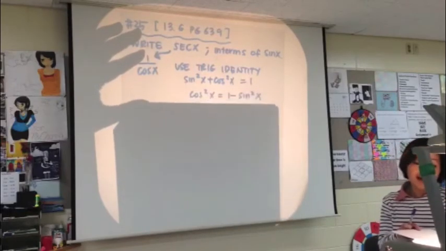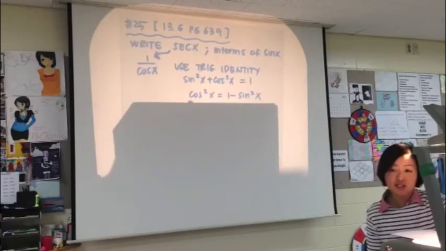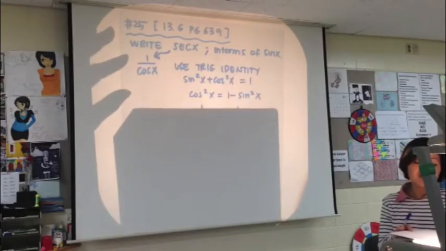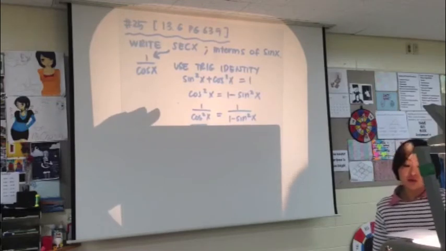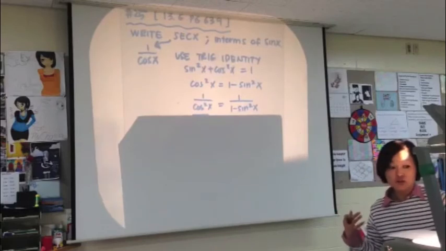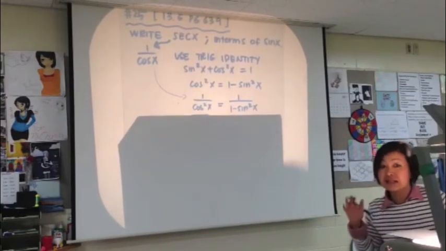Now, if we subtract and solve for cosine squared x, we get cosine squared x equals 1 minus sine squared x. If we simplify that further or reciprocate it, we get 1 over cosine squared x is equal to 1 minus sine squared x. Now, we want to solve for 1 over cosine x. See how they almost look alike? These almost look the same, but different, okay?